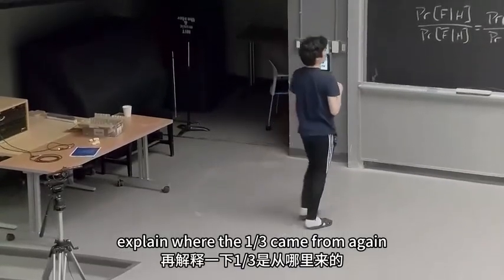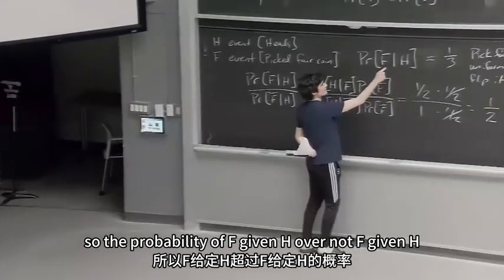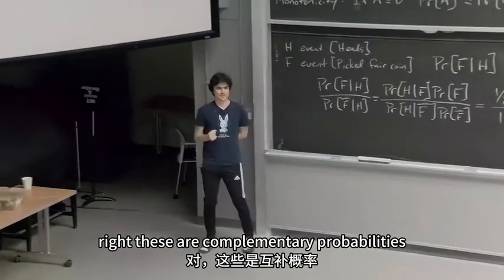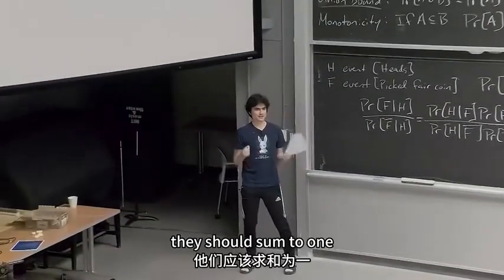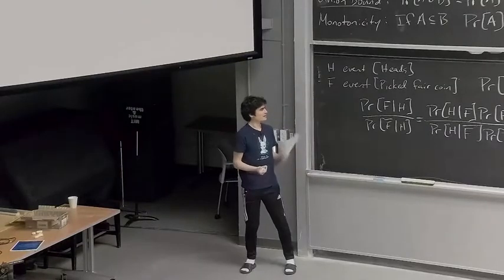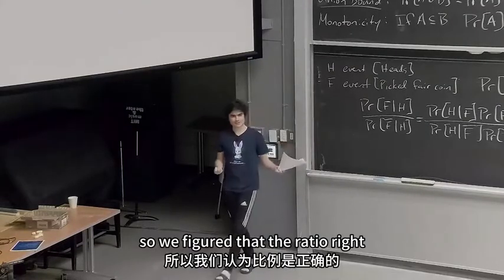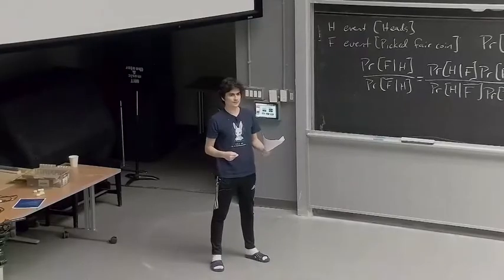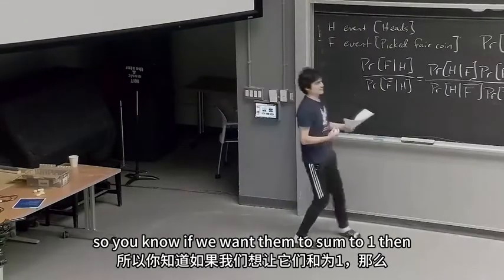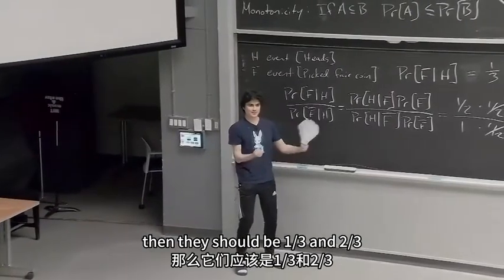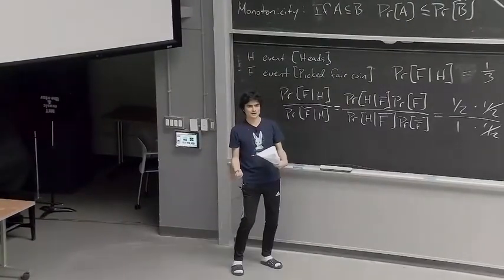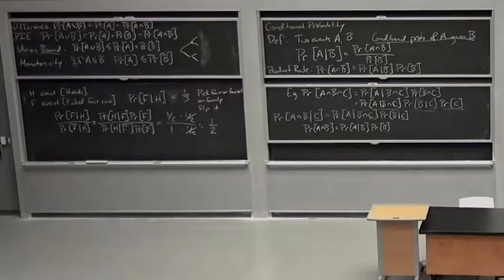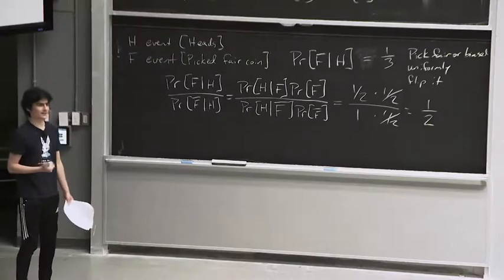Explain where the 1/3 came from again. Okay. So the probability of F given H over the probability of not F given H, these are complementary probabilities. They should sum to 1. We figured that the ratio is 1/2. So if we want them to sum to 1, then they should be 1/3 and 2/3. Does that make sense?